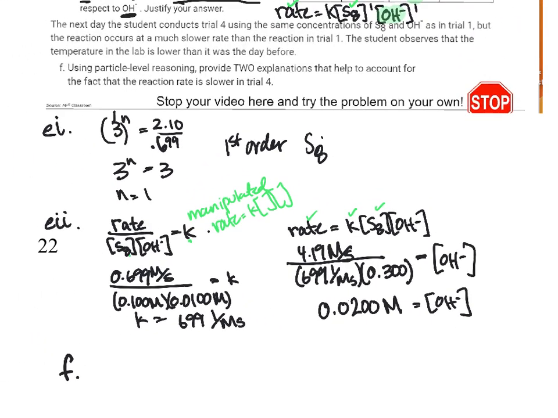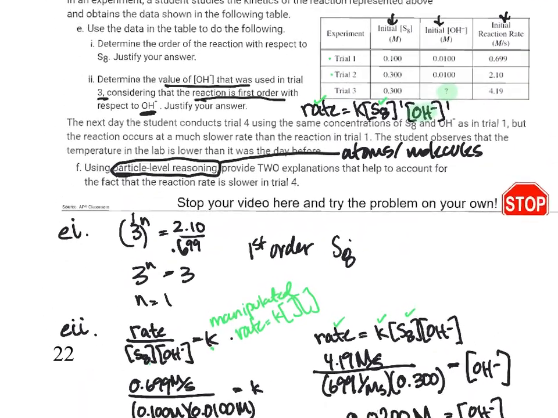All right, so for F, it says using particle level reasoning. Okay, so if it specifies particle level reasoning, that means we need to talk about what's going on with the atoms and the molecules. And it says we need to provide two explanations that help account for the reaction rate being slower in trial 4. So there is no trial 4 on here, but the prompt up here talks about how we're going to conduct trial 4 on the next day.